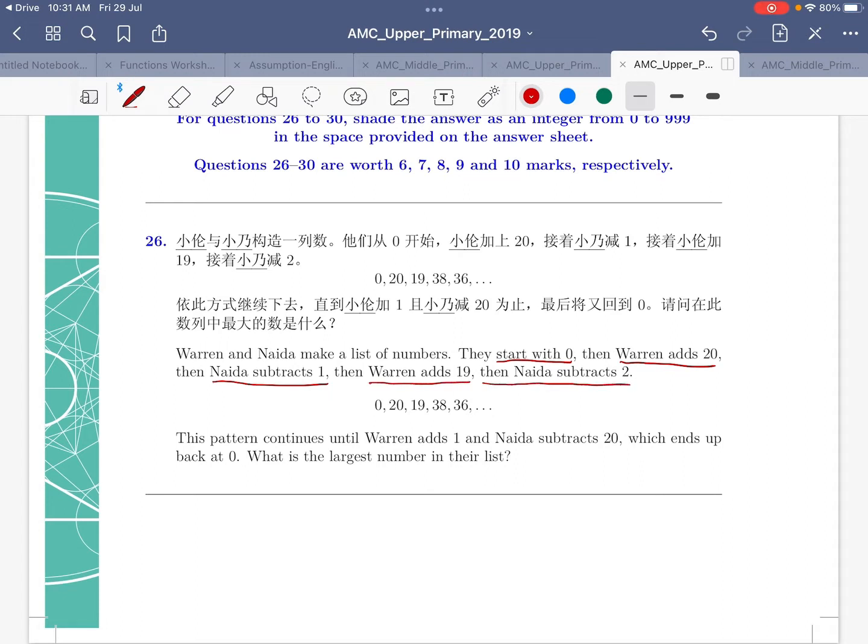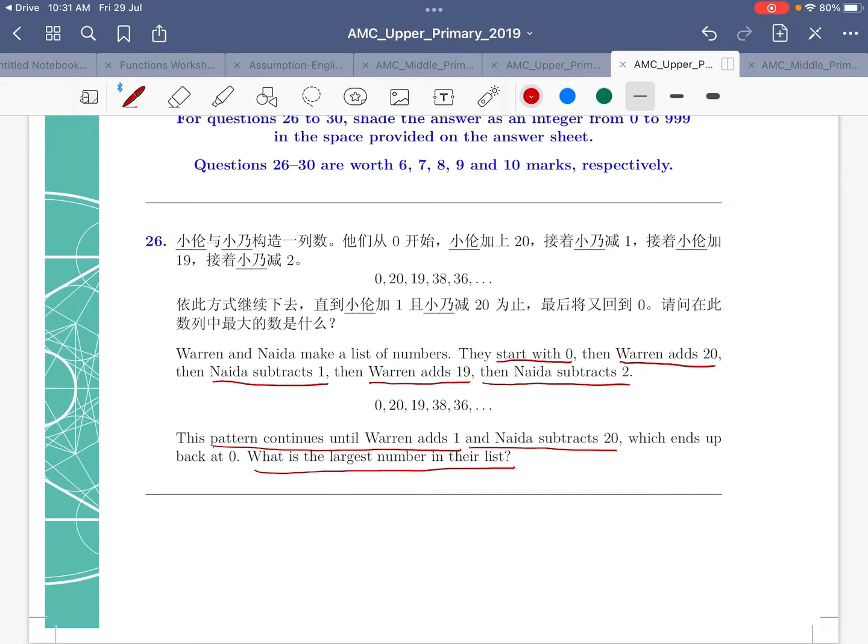Now we can see a pattern going on over here. It goes something like this: 0, 20, 19, 38, and then 36. This whole pattern is going to continue until Warren adds a 1 and Naida subtracts a 20, which ends back up at 0. What is the largest number in their list?